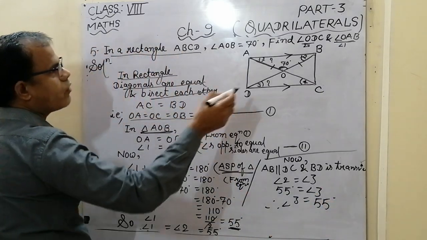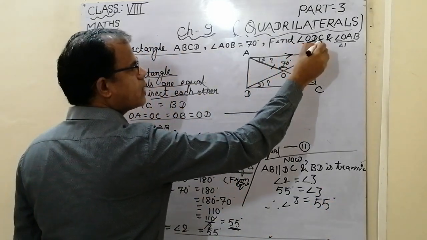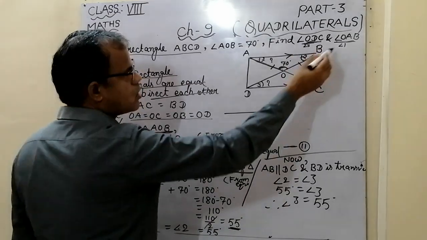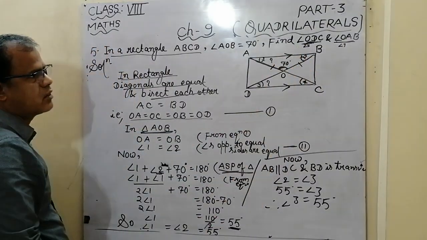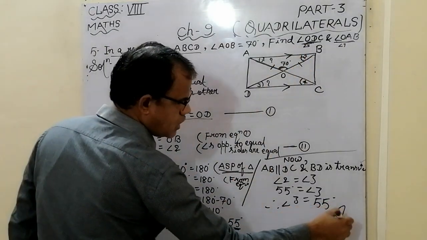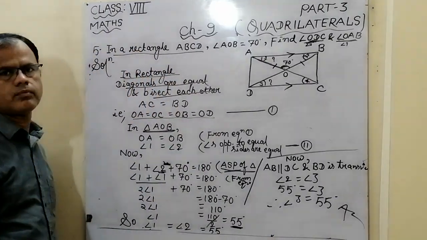So we have found this angle 3, which means angle ODC. So angle 1 and angle 3 are both 55 degrees. So this is the final answer.